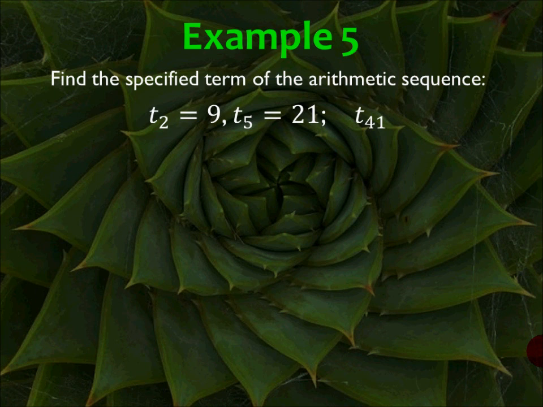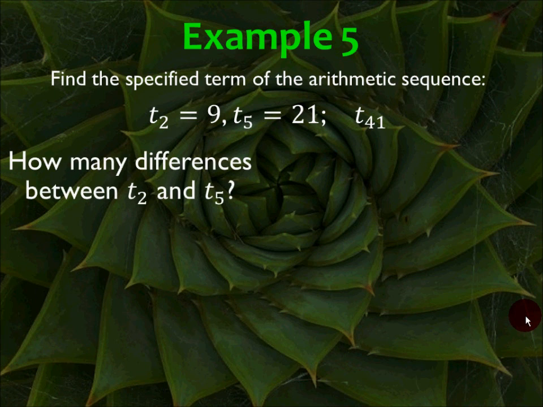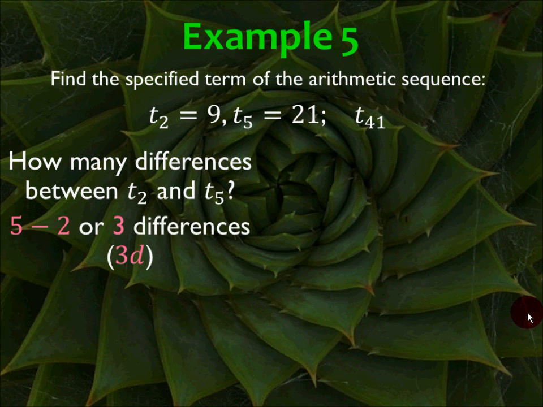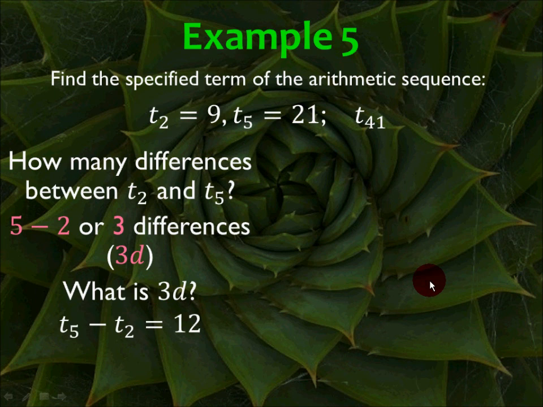Now we have T2 equals 9 and T5 equals 21. We want to know T41. Here is the quick and dirty way. How many differences are there between T2 and T5? Well, there are 3 of them because it's 5 minus 2. So the total between T2 and T5 is the equivalent of 3D. 3D is going to be the difference between T2 and T5, or 12. So our equation is simply 3D equals 12. Divide both sides by 3, and D is 4.